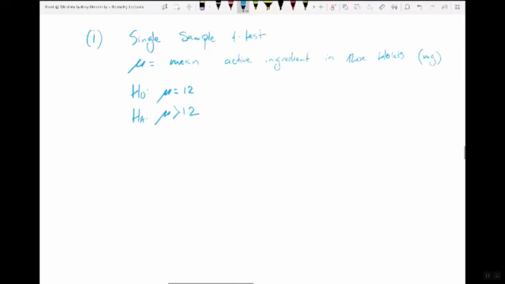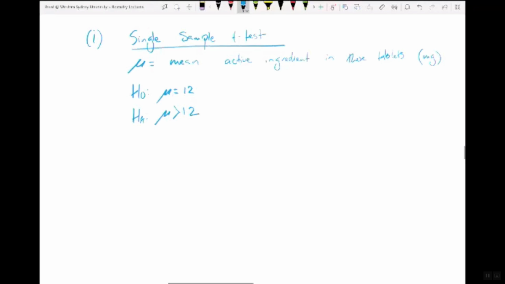So the next one says, what are the degrees of freedom of the test statistic in this sample? So you need to ask yourself, what are the degrees of freedom for a single sample t-test? And this is probably a good point to have a little segue, something I meant to mention at the start and then forgot about it.